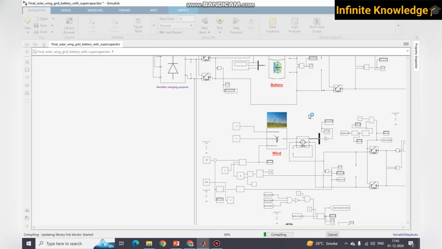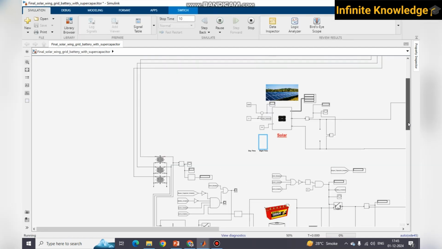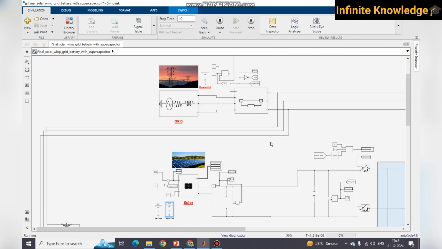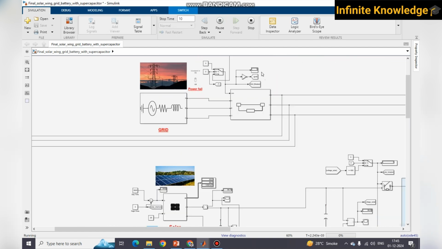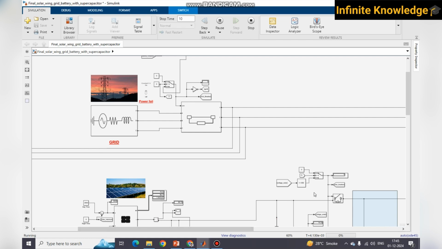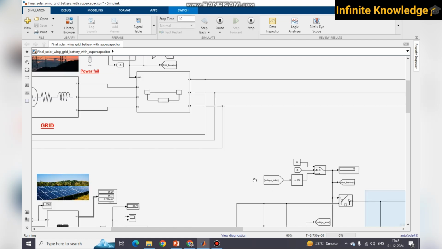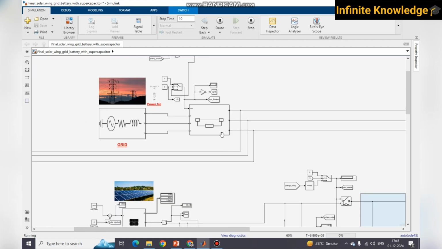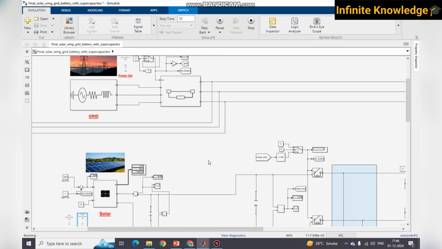So I have just started the simulation. In the initial condition, solar and wind both take some time to generate a satisfactory voltage. Exactly, power is fading from the grid. After some time, when solar and wind both reach satisfactory voltage, the grid breaker is isolated. So we need to wait at this moment.